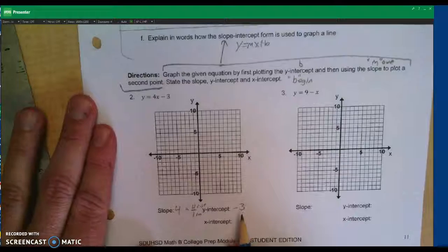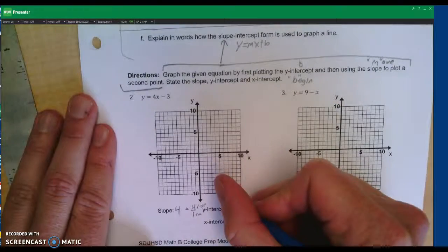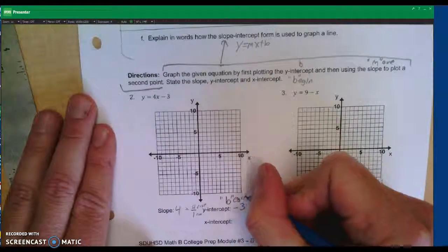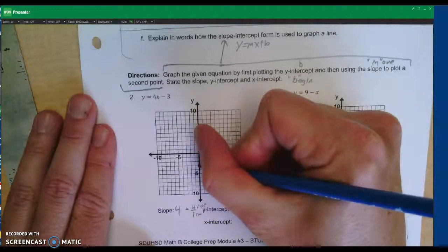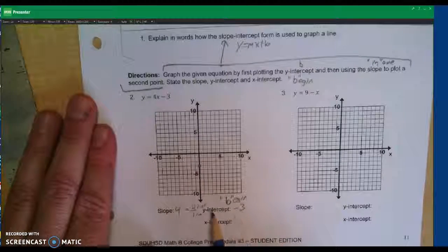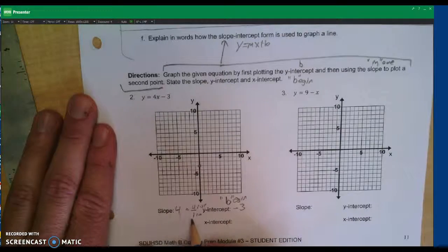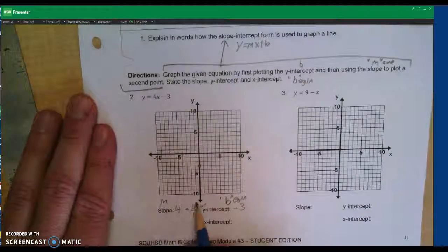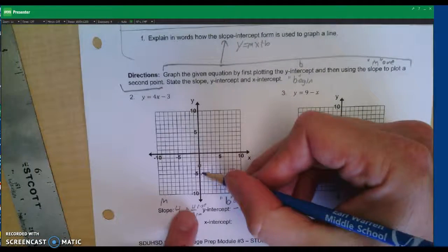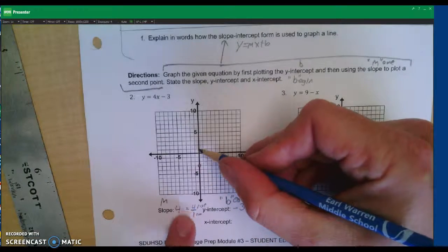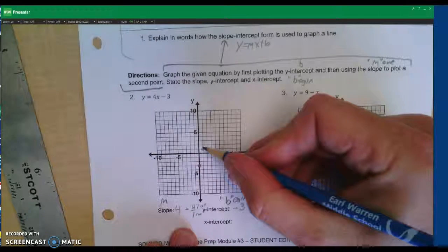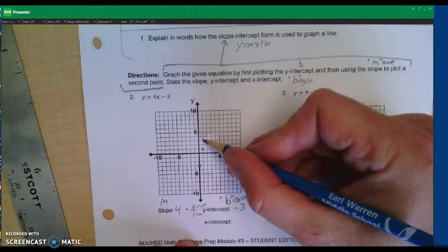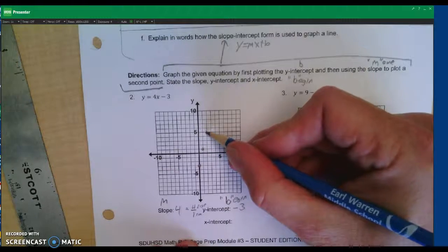So guys, here's how you do it. It's super easy. Remember, this is B. Begin. Put your dot right there at -3. 1, 2, 3. Done. That's where your graph is going to begin from, your y-intercept. And then I want you to move with your rise and your run. Go up 4. 1, 2, 3, 4. And go to the right one and put another point there. Rise 4. Try it again. 1, 2, 3, 4, 1.